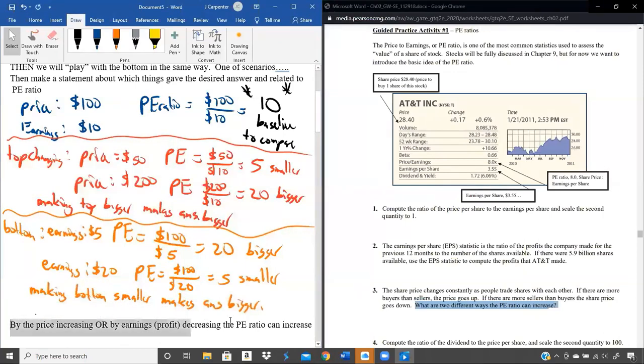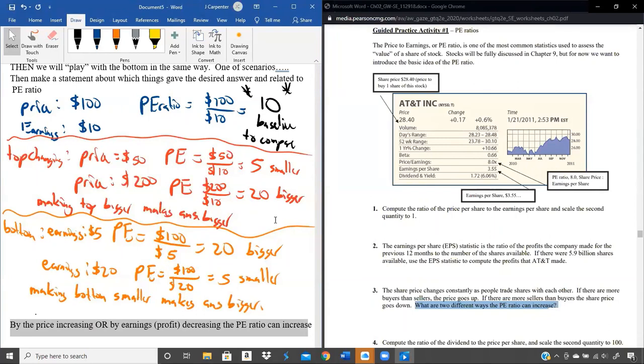This is the ultimate answer to number 3. If the price per share of the stock goes up, then the PE ratio goes up. Or if the profit goes down, the PE ratio can increase. This statement shows you why there's kind of a sweet spot. So if your profits go down, your PE ratio goes up. What if your profits go down to like $1? Your PE ratio is going to be ridiculously high. But that's probably not a good thing, right? Because your company has only made $1 over the past year. You're probably about to go bankrupt, probably.